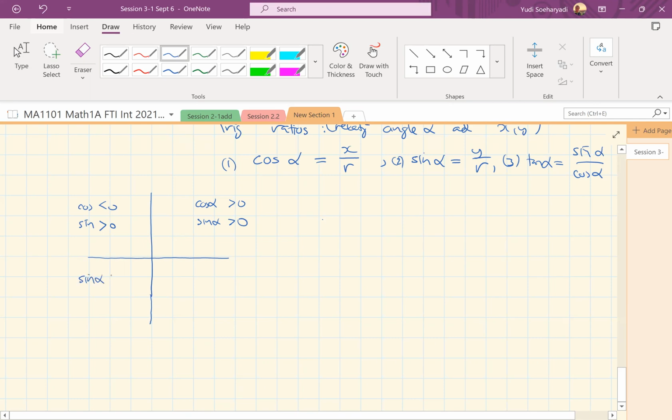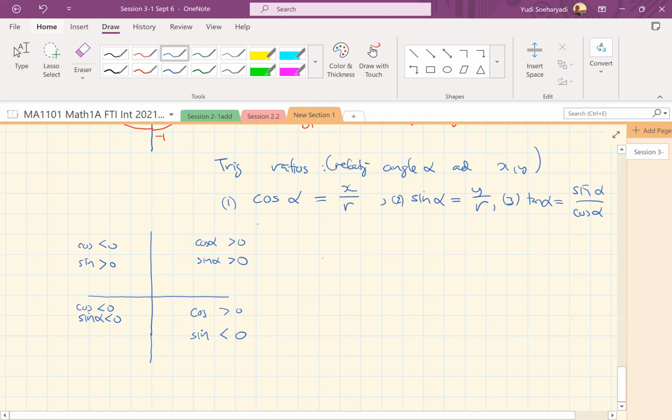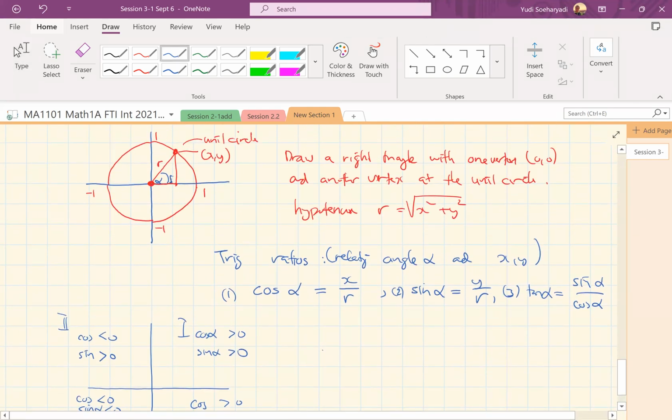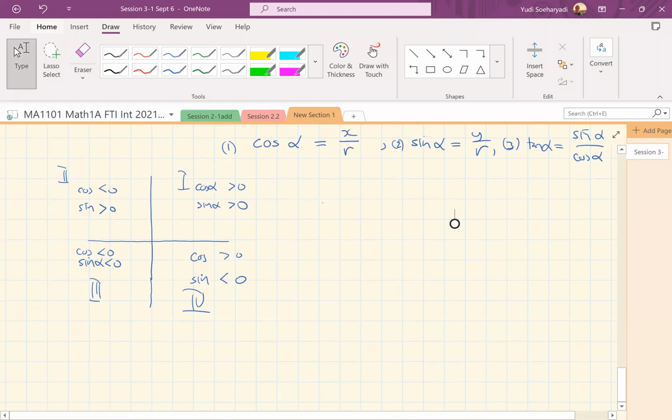So here you have sine negative and cosine also negative. Here x is positive, so cosine is positive and sine would be negative. That is the first quadrant, second quadrant, third quadrant, and fourth quadrant. Based on what we know about triangles, using the Pythagorean theorem, we can compute sine and cosine.